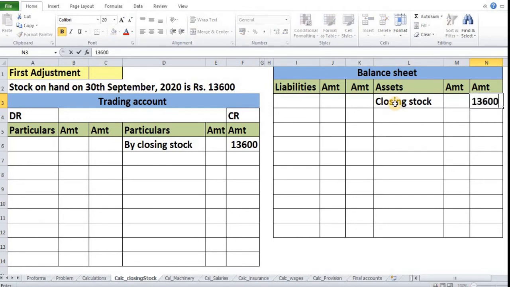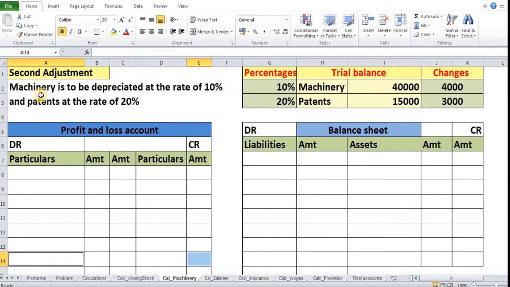As I said earlier, we don't use debit and credit or "to" and "by" in the balance sheet. Our next adjustment is related to machinery. Machinery is to be depreciated at the rate of 10% and patents at the rate of 20%. Here in our problem, the machinery amount is 40,000 and the rate of depreciation is 10%, which comes to 4,000.